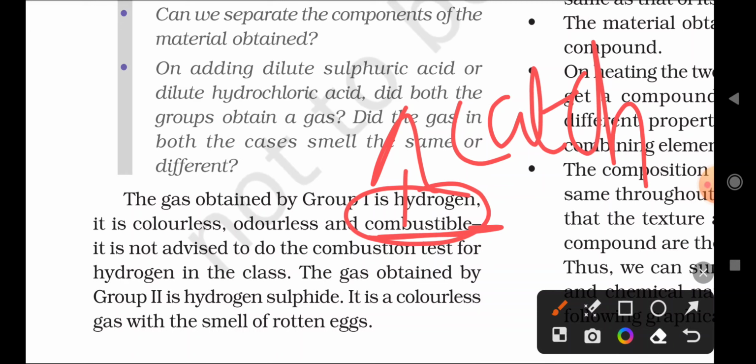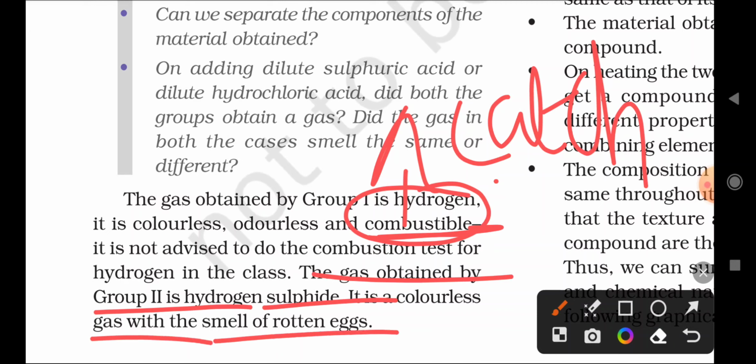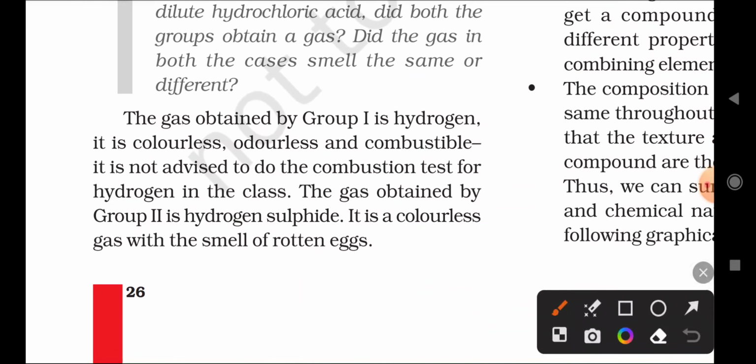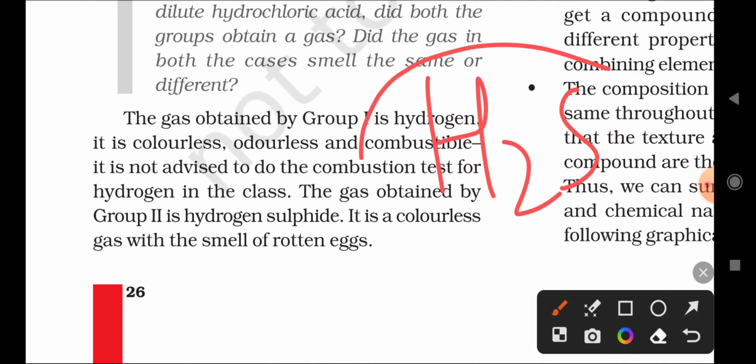So this testing for hydrogen is very dangerous because it catches fire very easily, right? The gas obtained by group 2 is hydrogen sulfide. It is a colorless gas with a smell of rotten eggs. But what gas is released in group 2? Hydrogen sulfide. H2S is the formula.